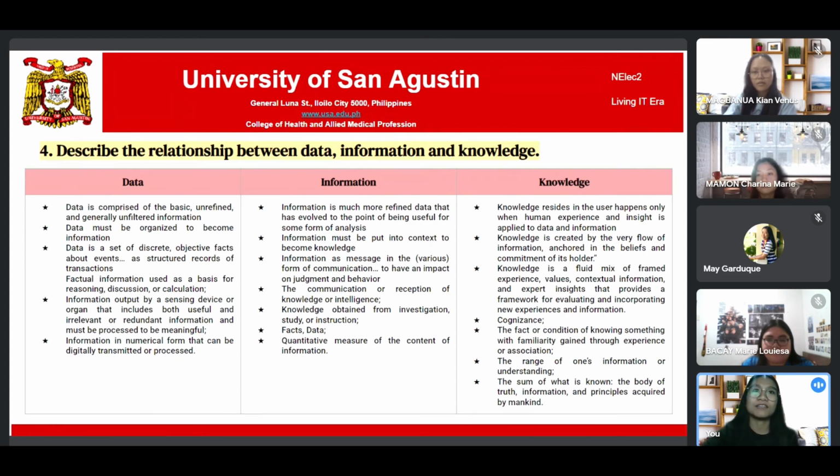Cognizance. The facts or condition of knowing something with familiarity gained through experience or association. The range of one's information or understanding, and last, the sum of what is known, the body of truth, information, and principle acquired by mankind.